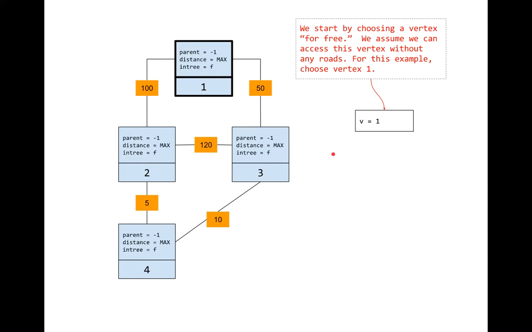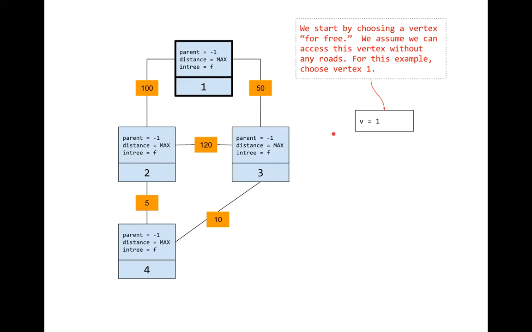So now we're going to begin our algorithm. And we start by choosing a vertex for free. So here we're going to choose vertex 1. We assume we can access this vertex without any roads. But we don't actually need to choose vertex 1. We could choose any vertex that we want for our start, just like we did in our quick overview at the beginning. So now we're going to work out the details starting from vertex 1.